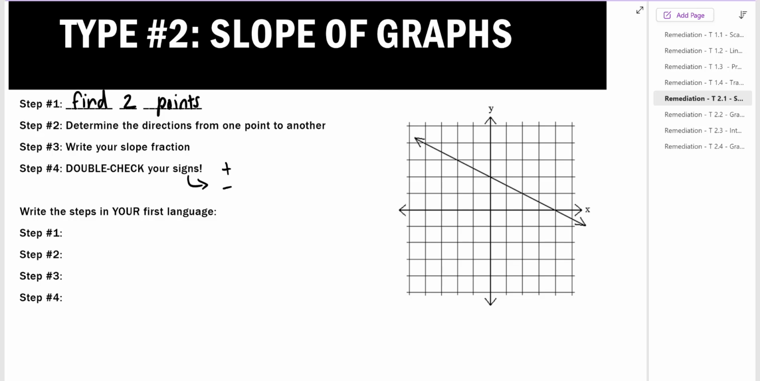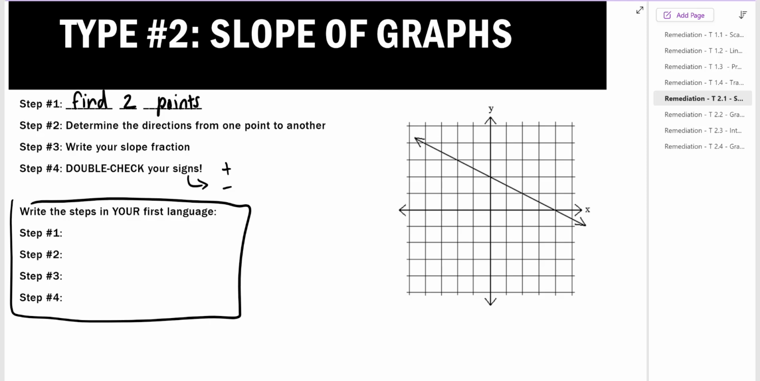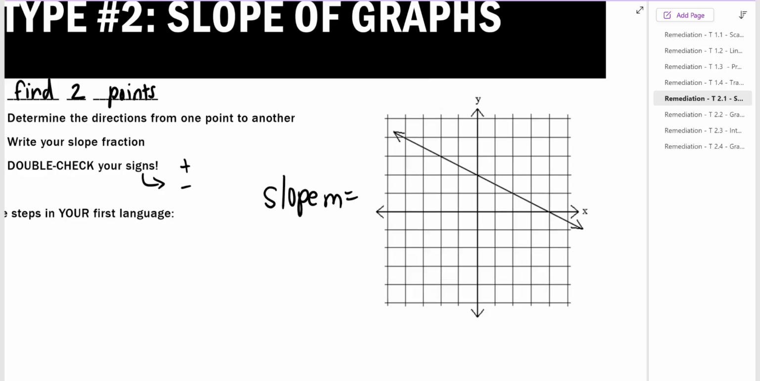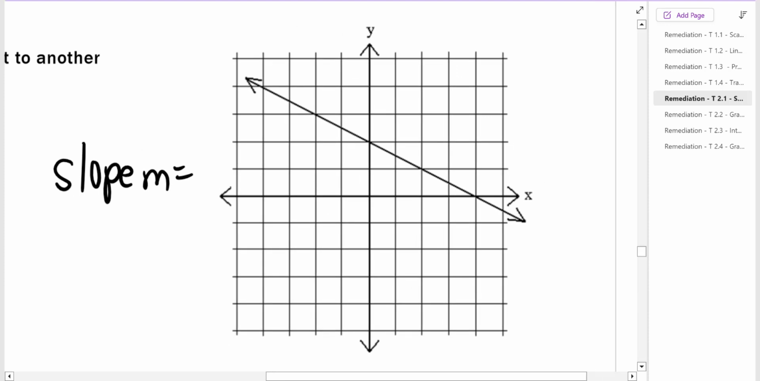Okay, now I want you to write the steps in your first language. So ahora necesitas escribir los pasos en tu primer idioma. Okay, for this example, okay, we're going to do step 1. Find 2 points. So en este ejemplo, necesitamos hacer paso 1. Paso 1 es identificar 2 puntos.